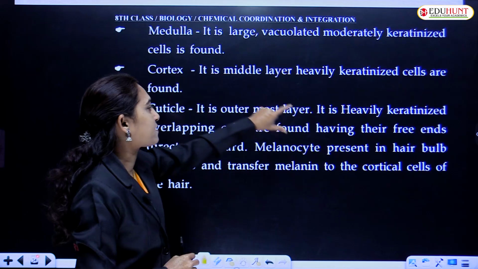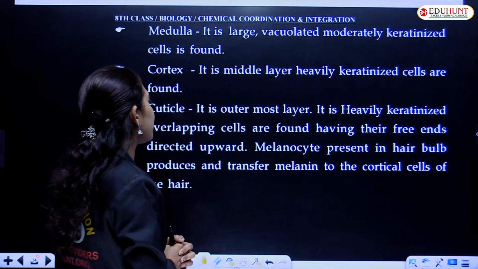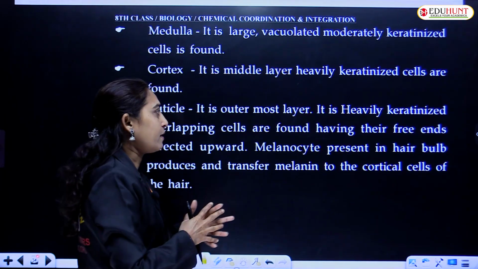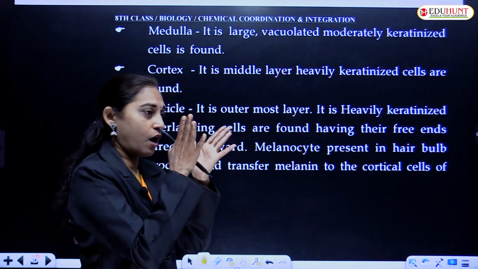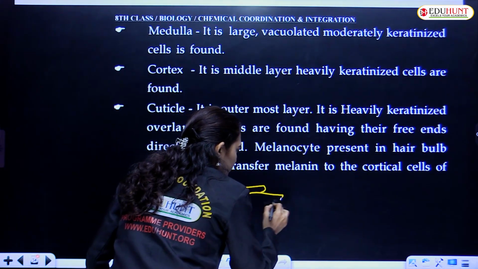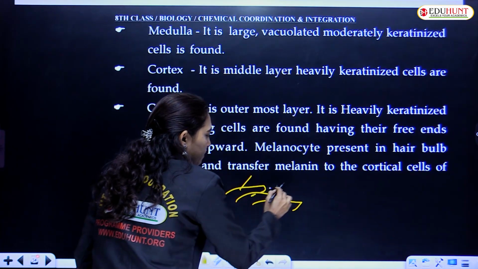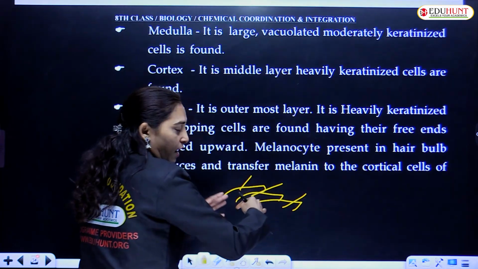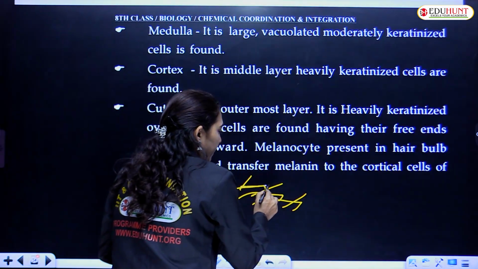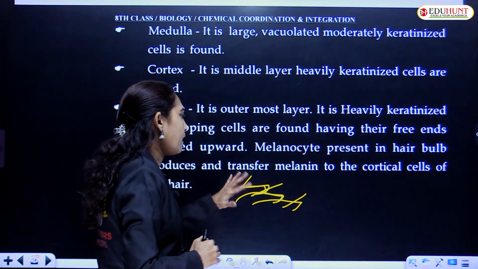ఈ రెండిటితో కంపేర్ చేస్తే ఇక్కడ keratinization అంటే hardening, keratinization is more and overlapping cells are found with their free ends exposed out. అంటే overlapping అంటే ఇలా చూస్తే if this is the cell, the cells are overlapped. They overlap one above the other, and the free ends expose out like this, directed upward.